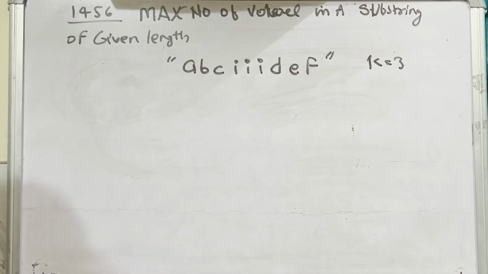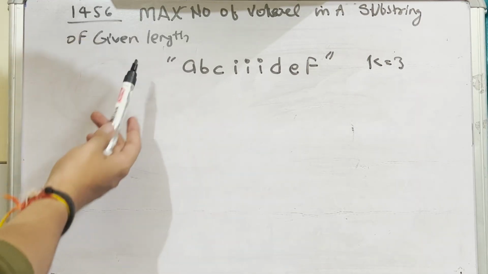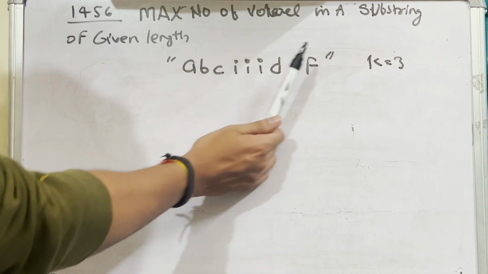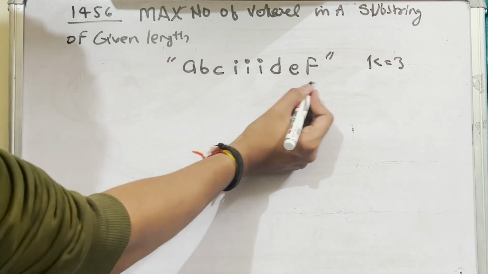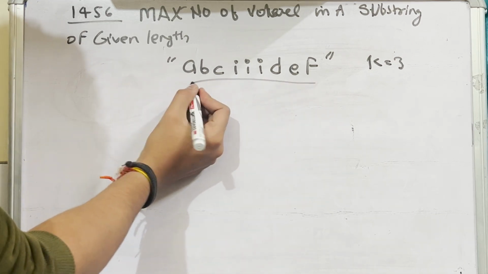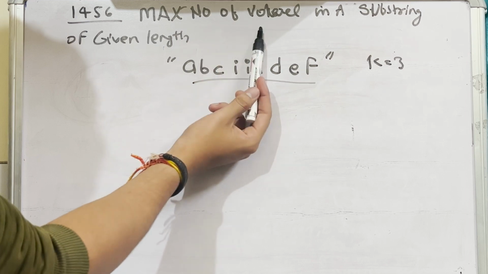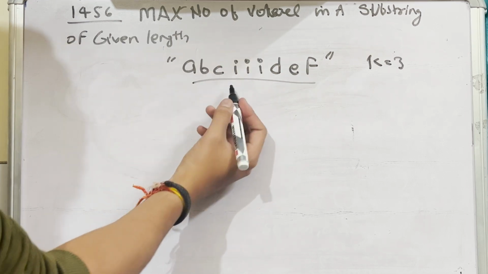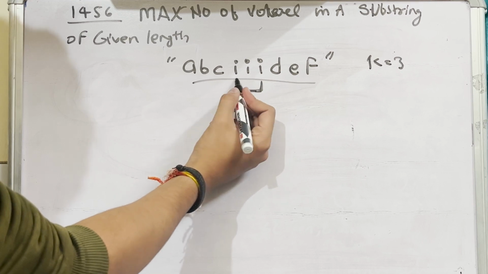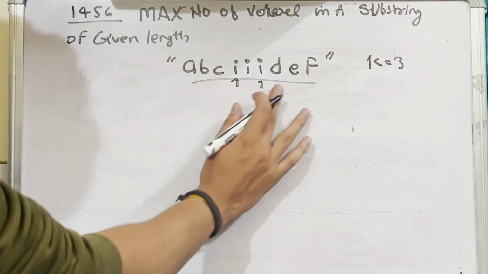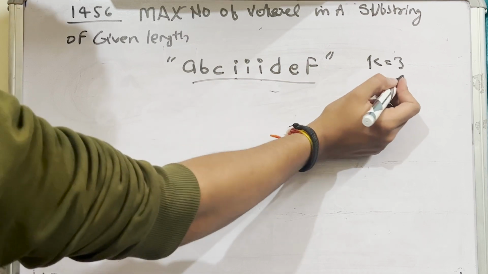So hey guys, we are going to discuss question number 1456, which is maximum number of vowels in a substring of a given length. So basically what we are asked in this question is that we are given a string and you have to find the maximum number of vowels in a substring of this given string, and the length of the substring is fixed, which is given as integer k.